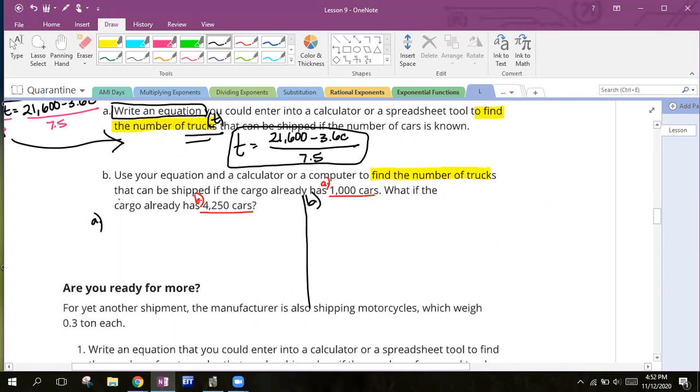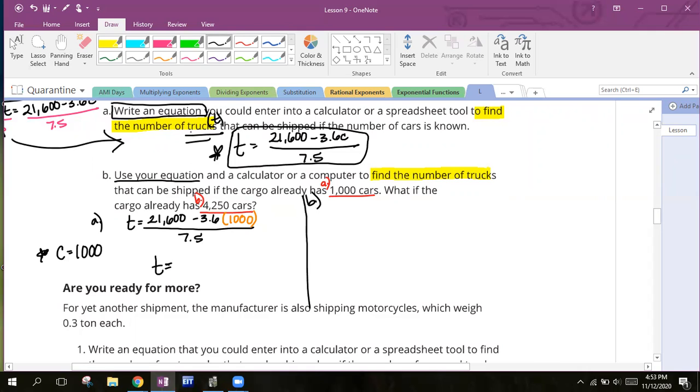It tells us that C equals 1,000. It says use your equation. So we have an equation, we have a variable. What can we do? We can substitute. I'm going to take my equation: T equals 21,600 minus 3.6 times 1,000, all divided by 7.5. Now all you have to do is plug it all into your calculator in one fell swoop, and it makes it a lot easier to find.